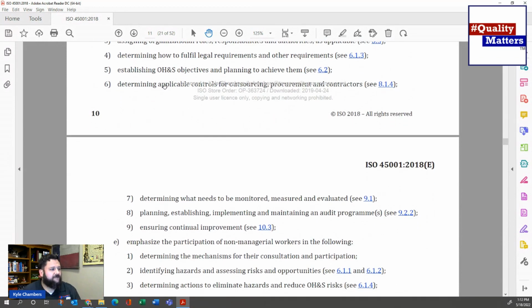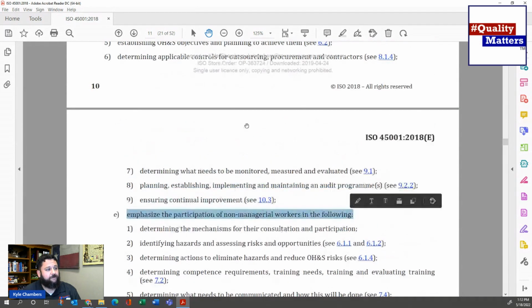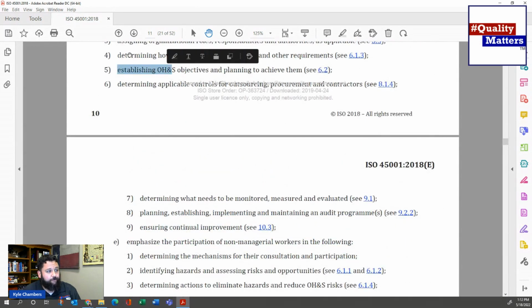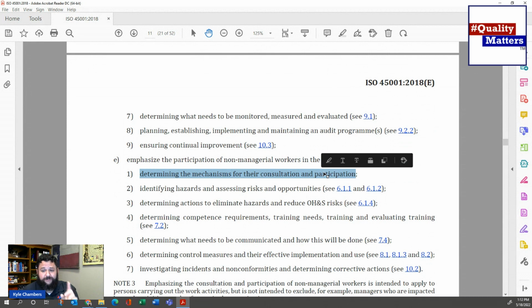So there's a lot here, and I'm going to glaze through some of it for time's sake. But the big one here is emphasize the participation of non-managerial workers. So yes, we can set up all the rules. We can set up the policy. We're making sure everything matches with the management system. But let's get down to the nuts and bolts of it. We need to determine how we're going to consult and participate with our employees. You need to have a written plan up front of what you're going to do.